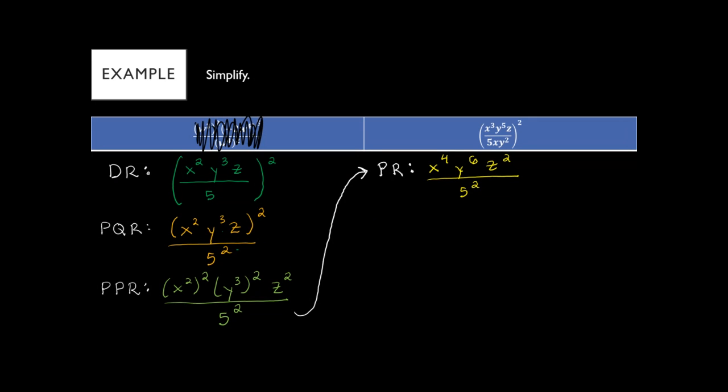And now the last step is to simplify. We can't really do anything with our exponents on the variables. Keep wanting to write a number other than 2 on the z. But the denominator, I can square 5. 5 squared is 25. So that leaves me x to the 4th, y to the 6th, z squared over 25.